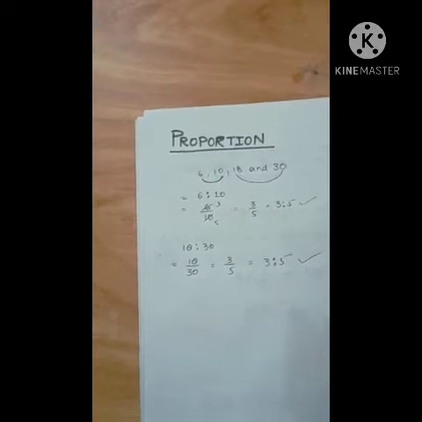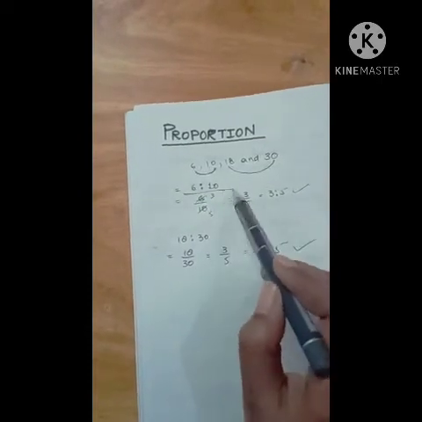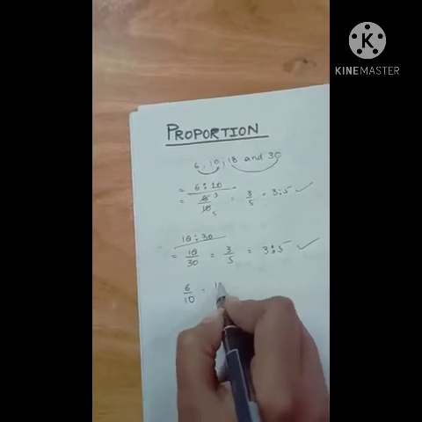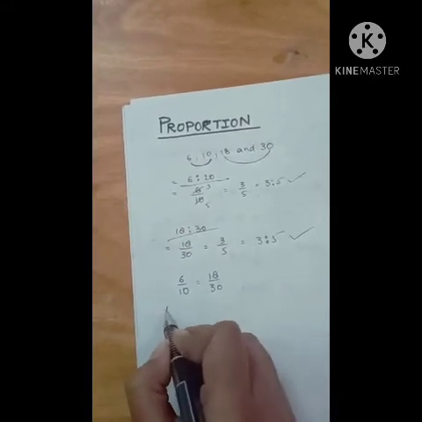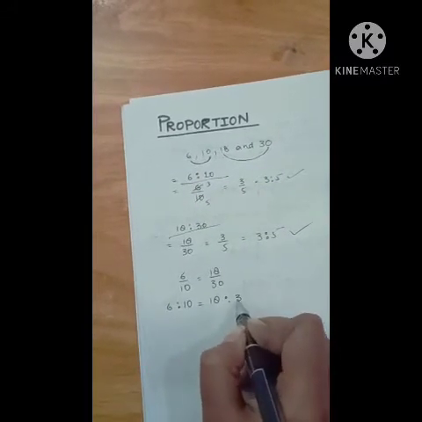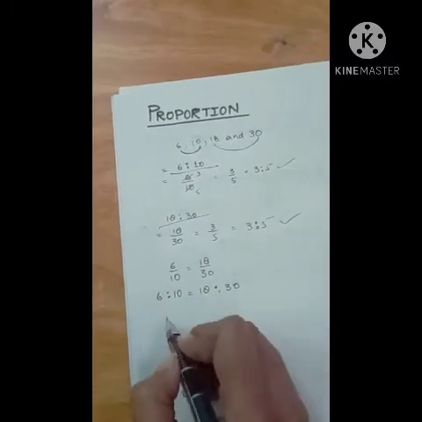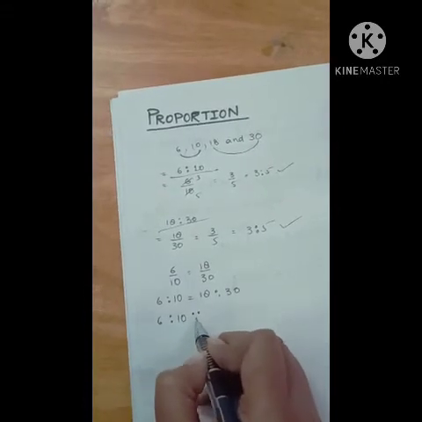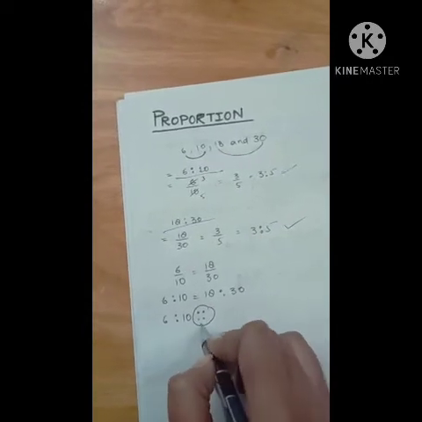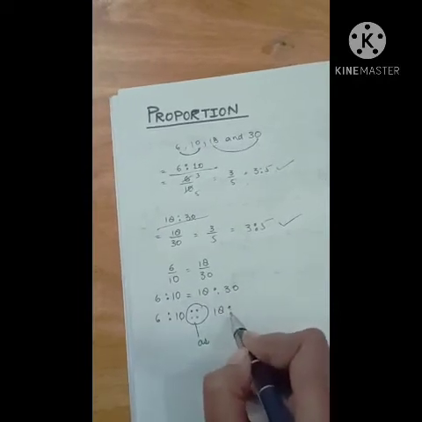What is a proportion? A proportion is an equation that states that two ratios are equal. It means that 6 by 10 is equal to 18 by 30. Or you can write it like 6 is to 10 is equal to 18 is to 30. Or we express this term proportion as 6 is to 10, this is the sign of a proportion. This is read as 6 is to 10 as 18 is to 30.